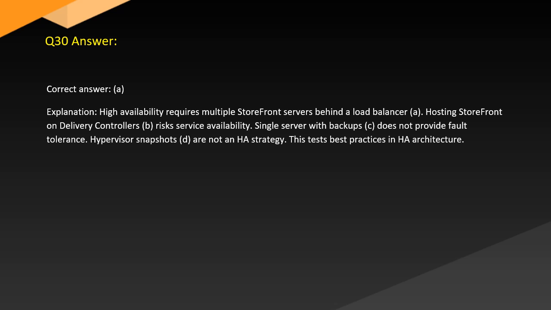Answer. Correct answer. A. Explanation. High availability requires multiple StoreFront servers behind a load balancer. Hosting StoreFront on delivery controllers, B. Risks service availability. Single server with backups, C. Does not provide fault tolerance. Hypervisor snapshots, D. Are not a robust strategy. This tests best practices in architecture.